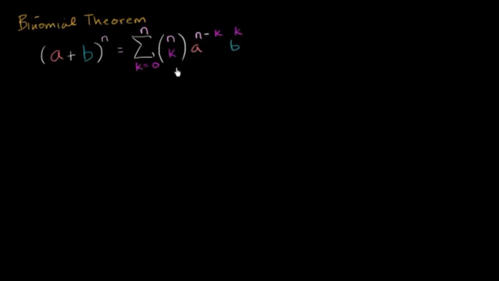Now this seems a little bit unwieldy, so let's just remind ourselves what n choose k actually means. If we say n choose k, we remember from combinatorics, this would be equal to n factorial over k factorial times n minus k factorial. Let me color code this. N minus k factorial.